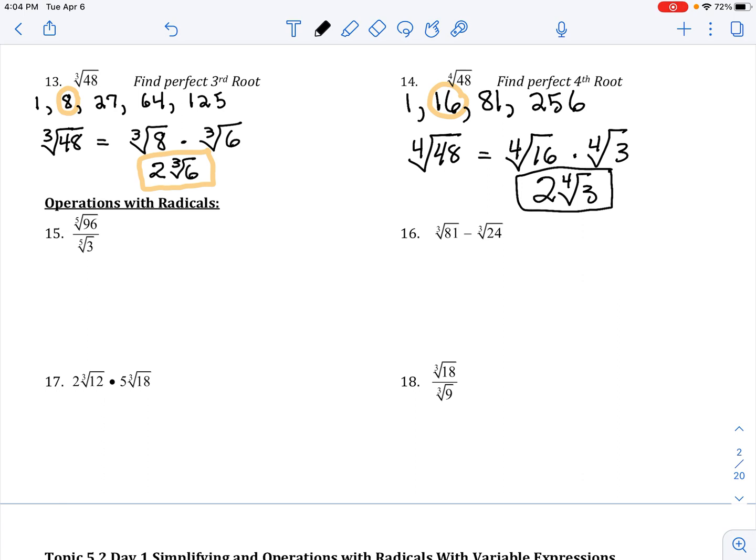When you're multiplying or dividing, you multiply outside to outside numbers, inside numbers to inside numbers. The same is true for dividing. When you're adding and subtracting, you must have the same number as the radicand. So you might have to reduce the radical in order to add or subtract.